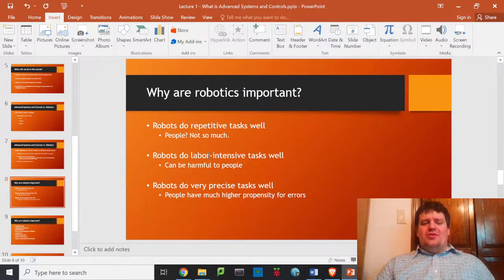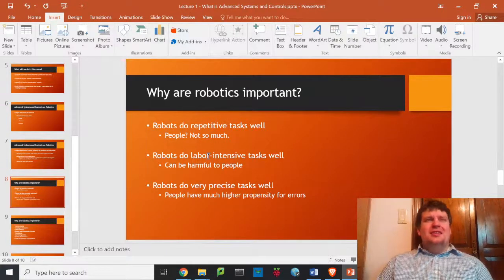So, why are robots important? Well, there are a whole bunch of reasons why robots have become more and more prevalent in society, and why people are doing more research on them. First of all, robots do repetitive tasks well. Any advanced control system with proper actuation, put in the form of a robot, has the ability to handle processes that have to occur repetitively over and over again.